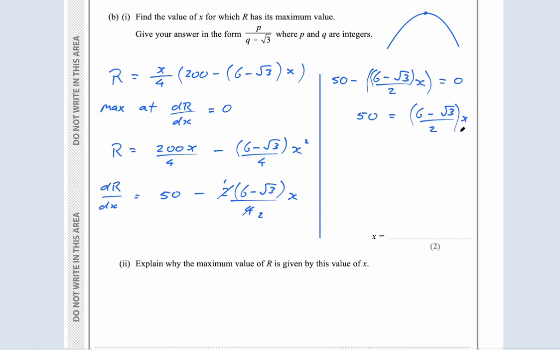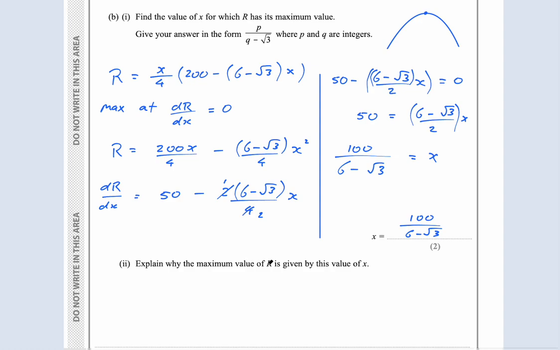Finally, I'm going to multiply by 2. 2 times 50 is 100, and I'm going to divide by 6 minus root 3, and I get x. So that's the answer, guys. 100 over 6 minus root 3. Yeah, I'm well aware that is difficult.